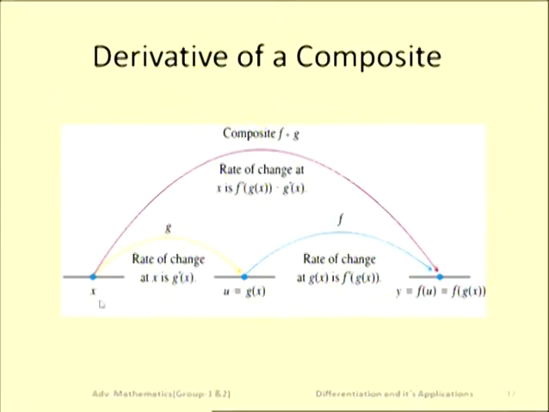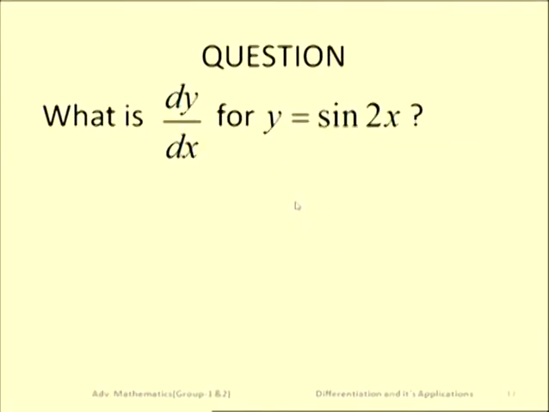So as a result, in change in x, we have a change in y. So we can get the rate of change in y with respect to x, that is by the red line, that is the composition. So it is a rate of change at x in f of g(x), that is f dash of g(x) into g dash x. So this is what the composition function is.